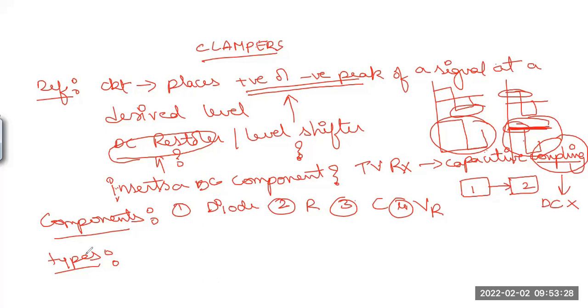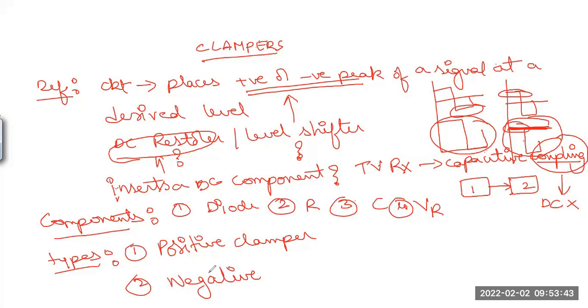Can you name them? What are they? The first one is the positive clamper, and the second one is the negative clamper. So it is about these two types of clamping circuits, and their operation, input and output waveforms, and applications, which is all we have to discuss.